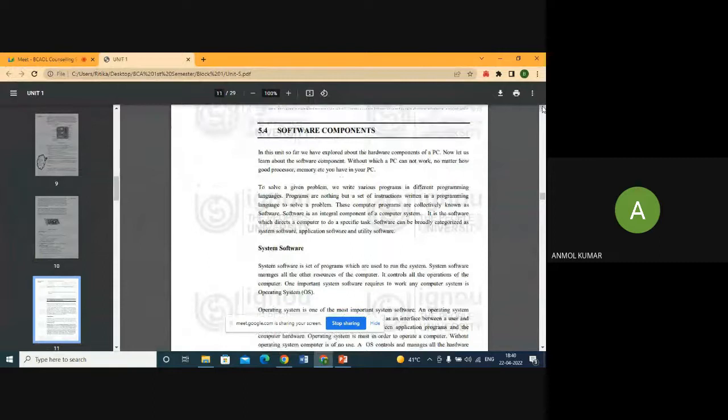So there are three types of software. In my terms, one is the system software, the other is the application software, and the third one is the utility software. So what is system software? System software is a set of programs which are used to run the system. The whole system is run by that software, and an example of system software is your operating system. Do you understand?